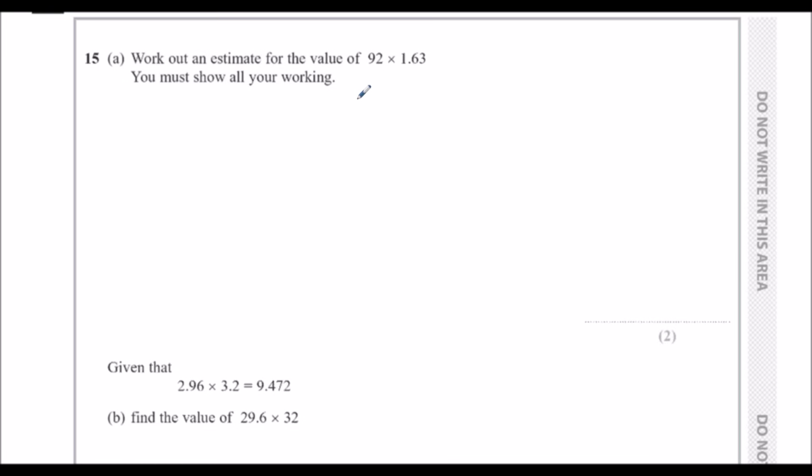So 92, we can change to 90. And 1.63, to the nearest whole number, is 2. So do 90 times 2. 90 times 1.5 would also be a good option. But 90 times 2 is 180. So we'll have that as our answer.